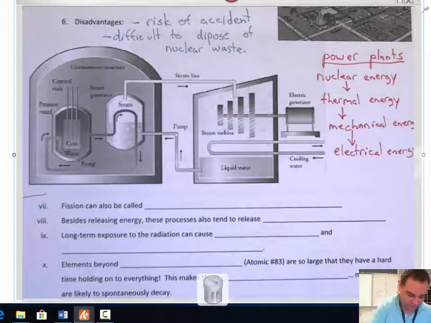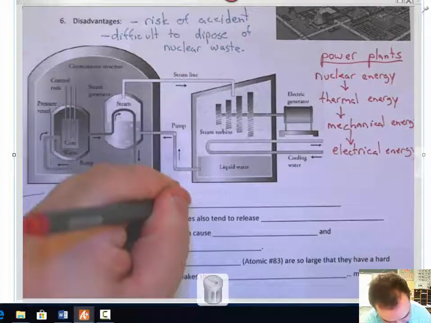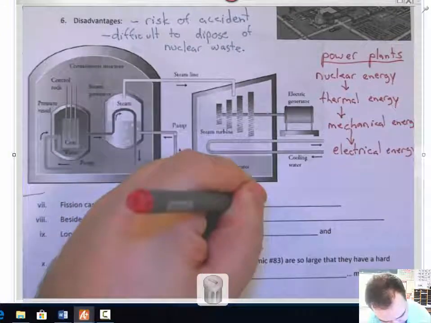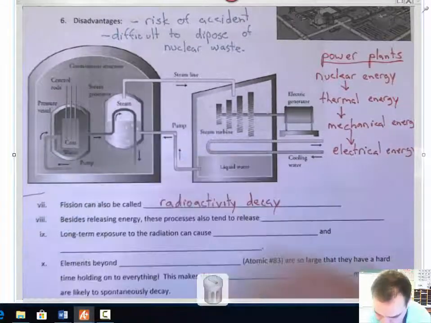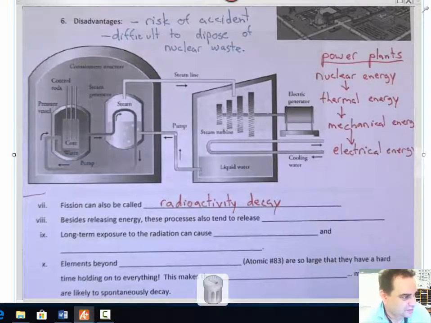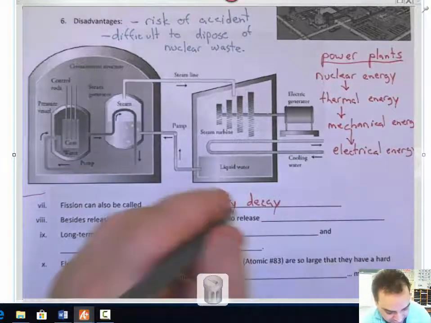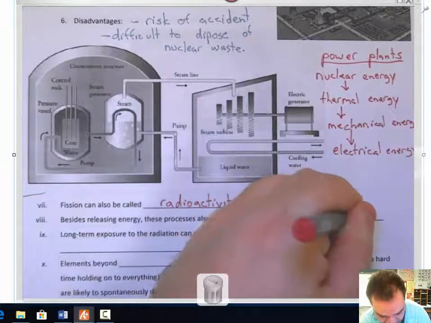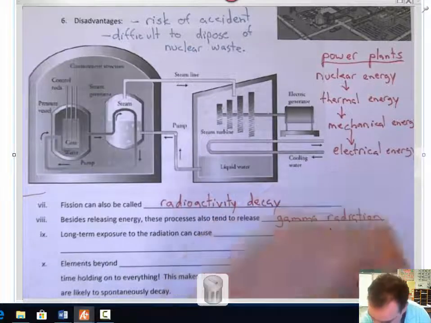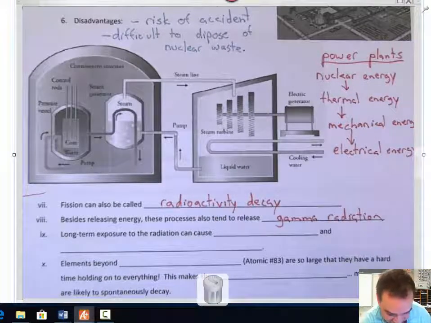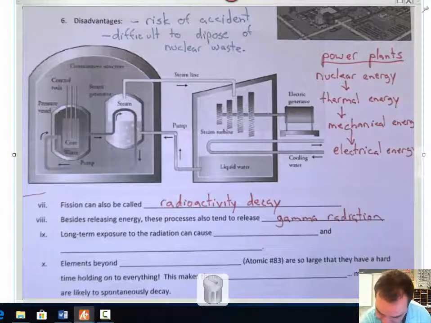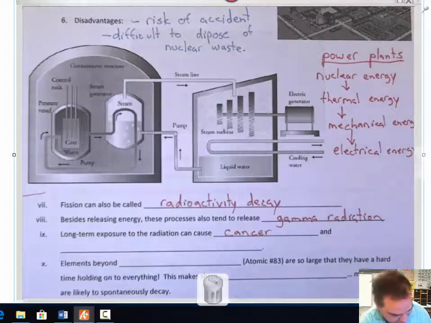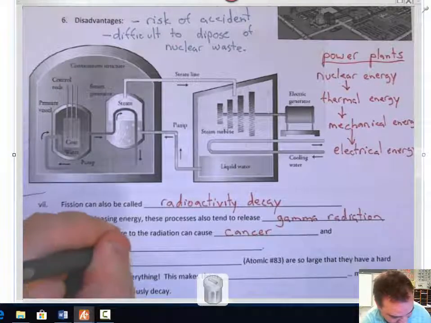Fission can also be called radioactive decay. Besides the release of energy, these processes also tend to release gamma radiation. We'll go over that a little more later on. Gamma radiation is pretty much the most dangerous radiation you can have. It can cause cancer and lead to mutations. Can cause cancer and DNA mutations.